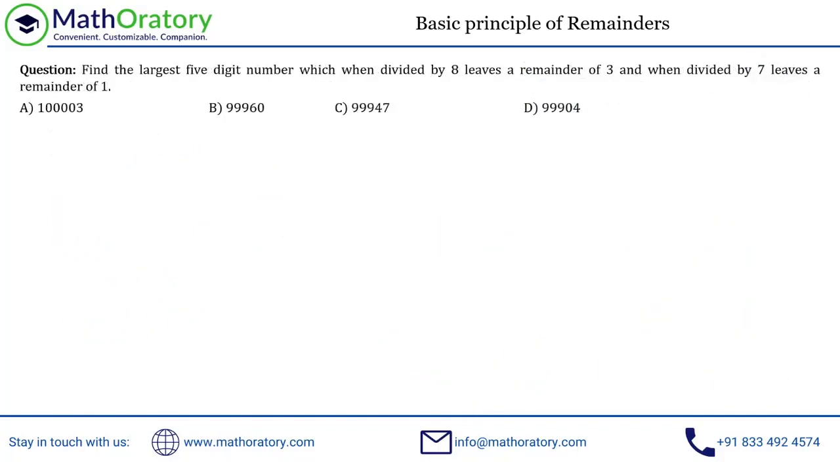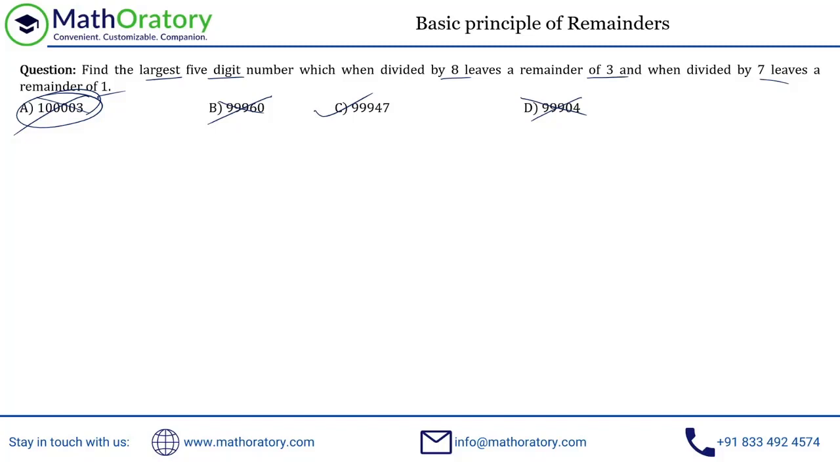Again, in this question, we have to find the largest 5-digit number which when divided by 8 leaves a remainder of 3. So it has to be an odd number. Odd and even are easy to check, right? Again, we have options. So these two are anyhow eliminated, even numbers. And this is not even a 5-digit number, so this is also eliminated. So option C has to be the answer.